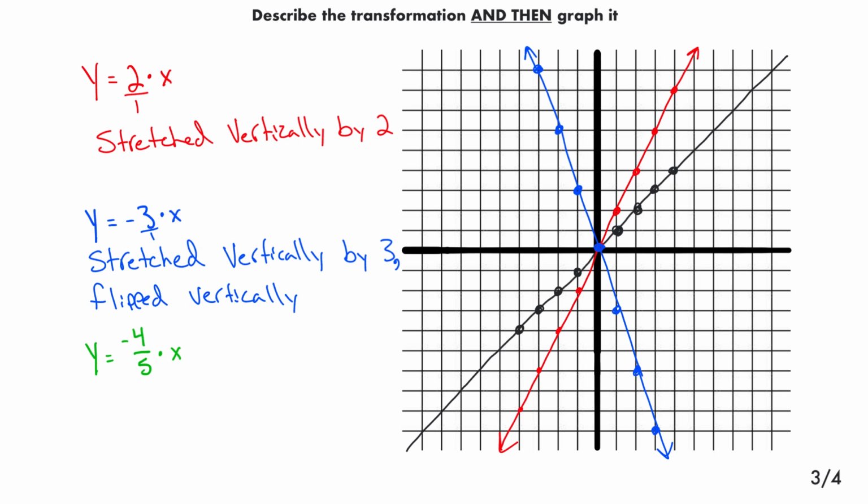And then finally, the green function. Kind of weird. I wanted to throw a challenging one on here. 4 over 5 is a number that is actually smaller than 1. So we're actually not going to stretch this function. We're not making it bigger. We're actually making it smaller.